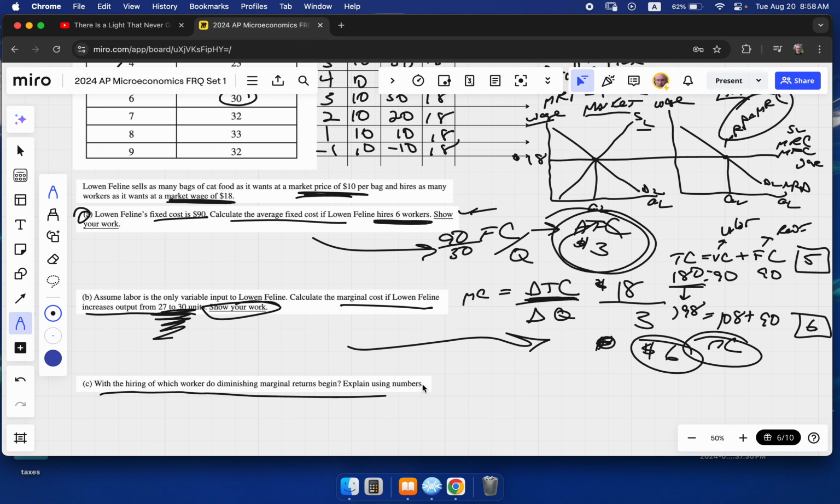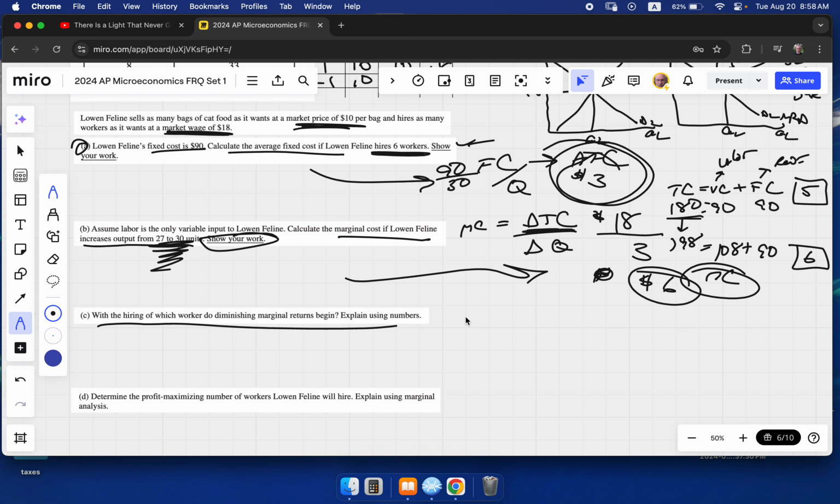With the hiring of which worker do diminishing marginal returns begin? Explain using numbers. So anytime I'm talking about diminishing marginal returns, I should have a graph in my head. I should have a marginal product curve that looks like this. And just to complement it, marginal product and marginal cost are always mirror images of each other. So if I know where marginal product maximizes, marginal cost would minimize right there.